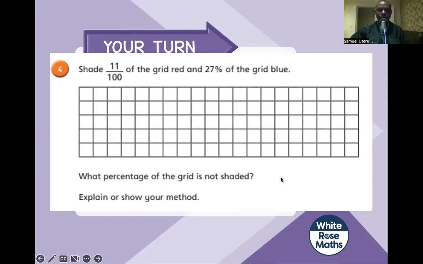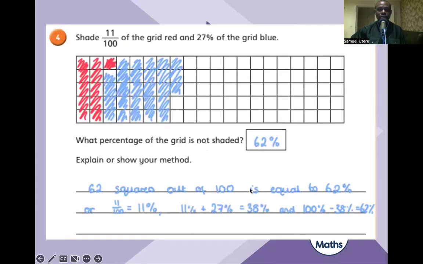You were asked to shade 11 hundredths of the grid red and 27% of the grid blue. Remember, 27% means 27 hundredths, so 27 squares, right? So when we shade them, this is what we'll get. And then next you were asked what percentage of the grid is not shaded. Of course, we're going to add 27 plus 11, and then we subtract whatever we get from 100. So 62 squares out of 100 is equal to 62%.